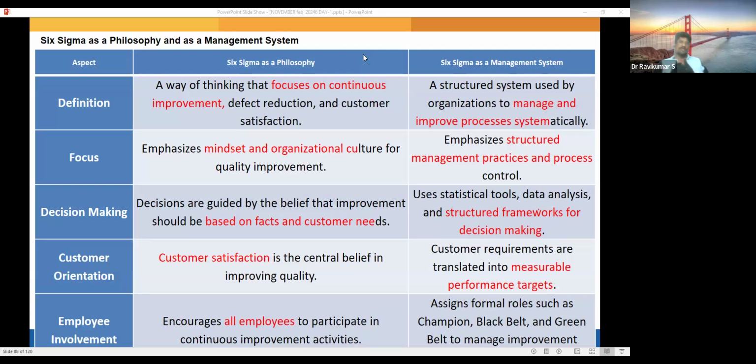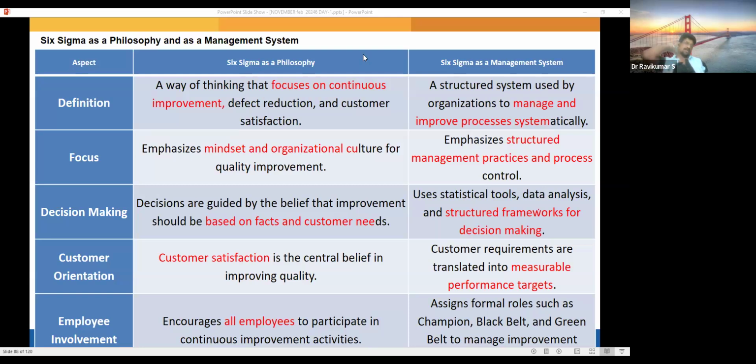Then all decisions are not made by experience or expertise, but purely based on data and customer requirements. That is what Six Sigma focuses on. That is why we call it the Six Sigma philosophy. Then obviously the core of Six Sigma is customer satisfaction. Yesterday you might have seen customer requirement identification. Customer requirement identification is the goal for Six Sigma. So customer satisfaction is the core of the Six Sigma process.